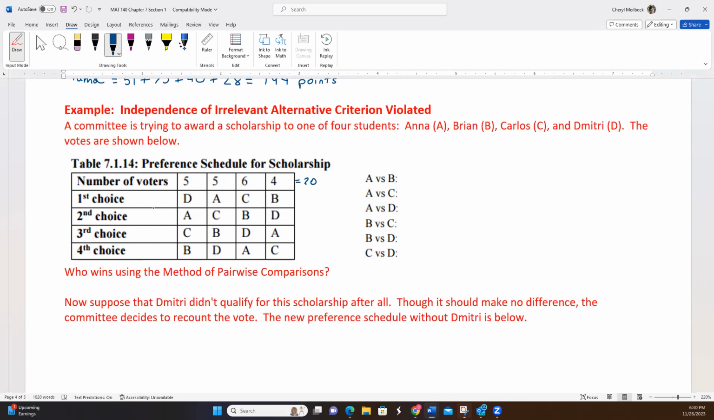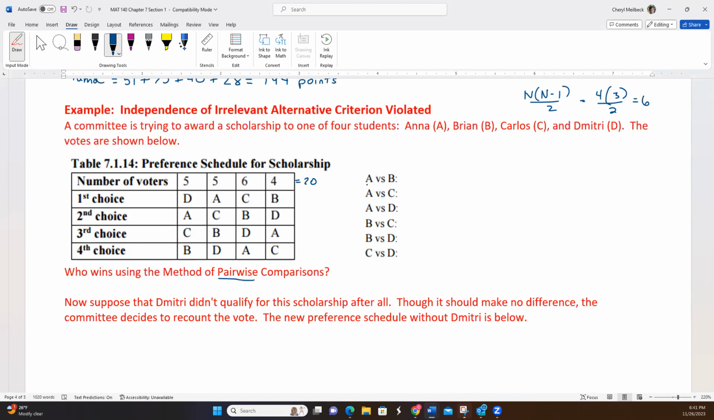Okay, so now there were 4 candidates, and there are going to be 6 pairwise comparisons. Because remember, the formula for the number of pairwise comparisons is n times n minus 1, divided by 2. There are 4 candidates, so this would be 4 times 3 divided by 2, or 12 divided by 2, or 6 comparisons, which is what we have here.